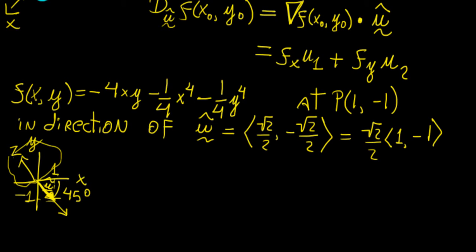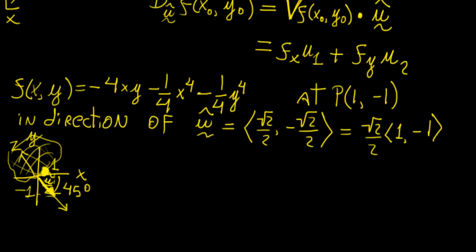So if we have our surface here, then what this means is that at that point (1, -1), we're going to find the value of that gradient in the direction of that vector. So basically at 45 degrees between the x and y axis. So that's basically what we're going to be performing with this.